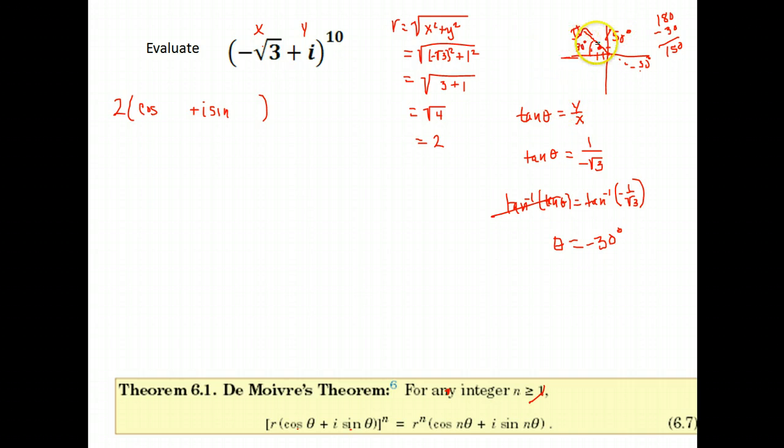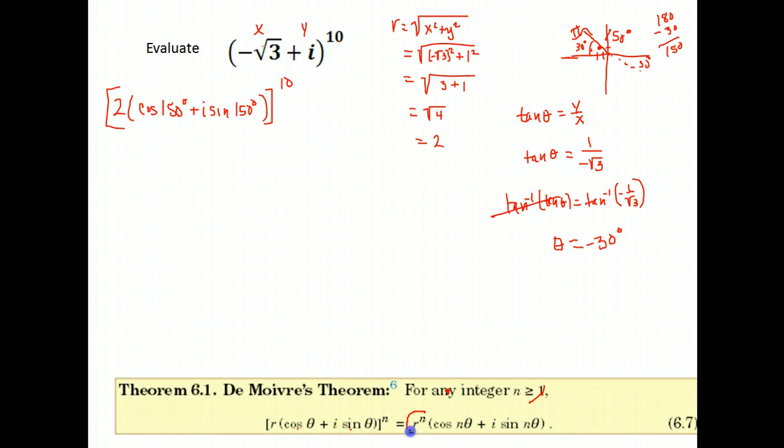Okay, so it's important to decide what quadrant you're in. So we are doing 2 cosine 150 degrees plus i sine 150 degrees. And again, what we did there was we converted it from a complex number into trigonometric form. And now we want to take that to the 10th power. This number and this number here are the same, just one is in trigonometric form and one is just written as a complex number. All right, now we're going to use DeMoivre's theorem to calculate this value.